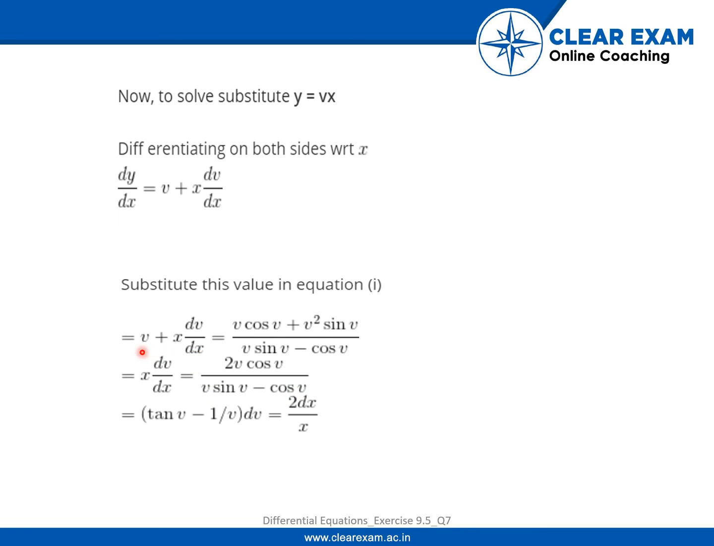So we just put this v on the right hand side and then cross multiply it. Okay, so (v tan v - 1)/v dv = 2 dx/x. So we just rearranged the terms, that's it.